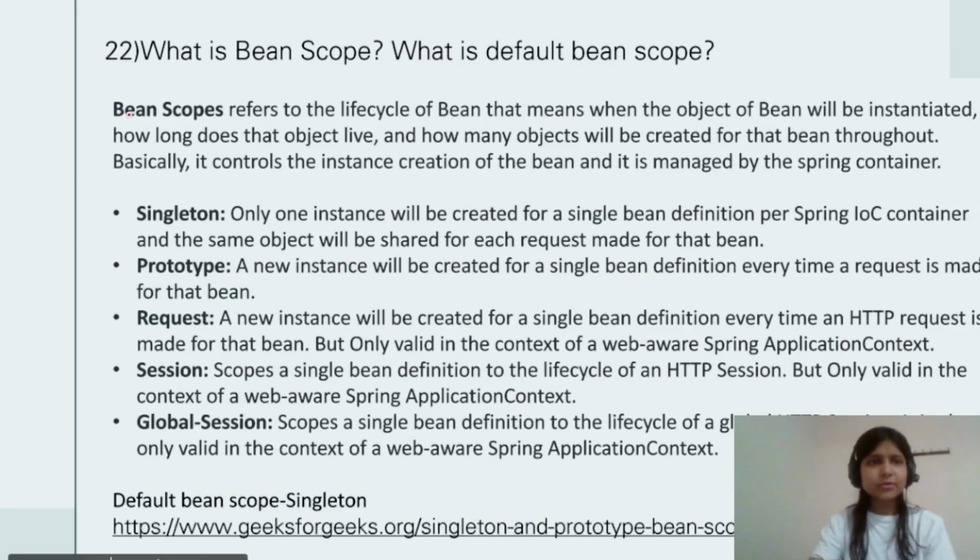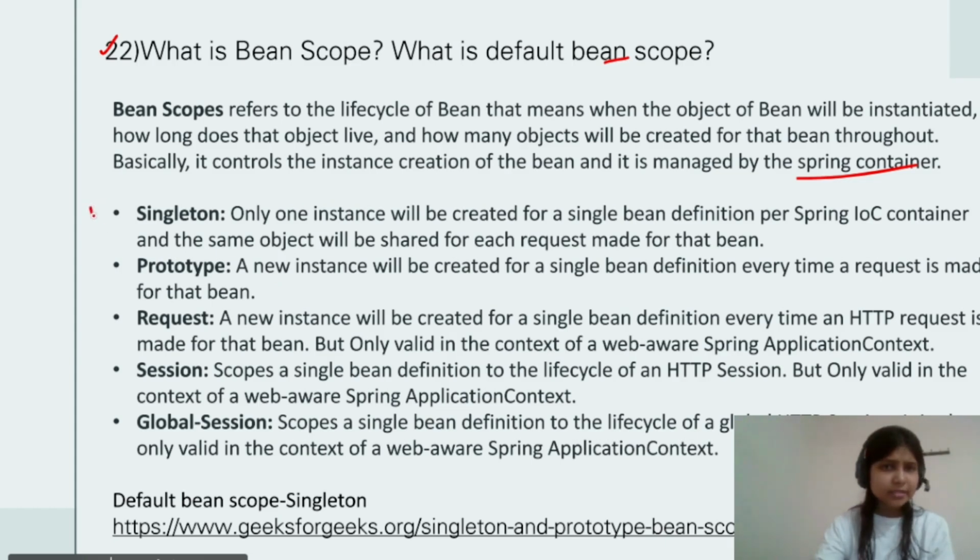So this is our second question. What is bean scope, or what is the default bean scope? Bean scope refers to the life cycle of a bean. That means when the object of the bean will be instantiated, how long the object lives, and how many objects will be created for that bean throughout. Basically, it controls the instance creation of the bean and is managed by the Spring container.